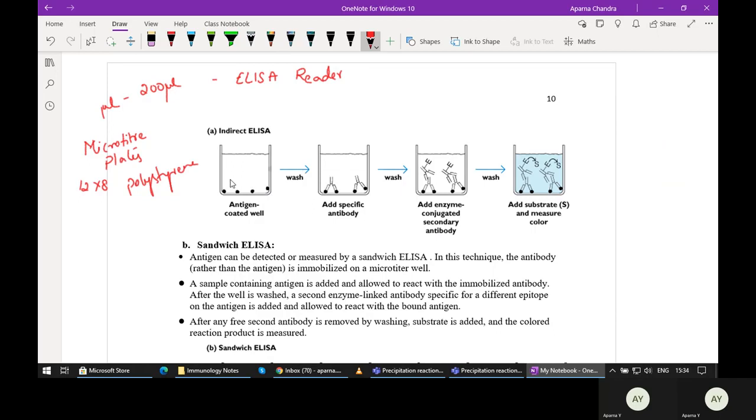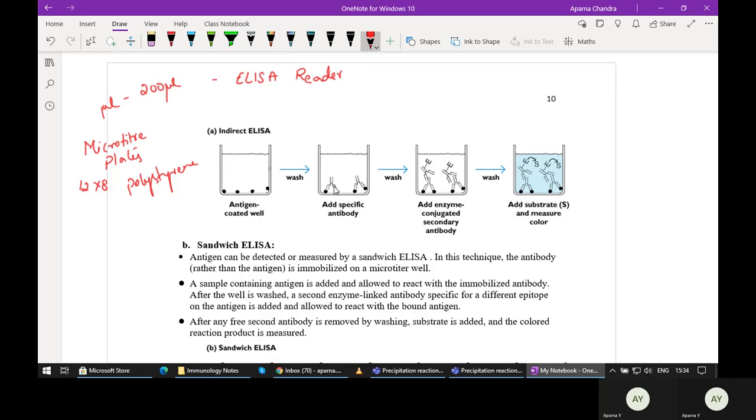How will you coat the antigen? You will not take it in powdered form. It will be in a buffered solution, because it is a protein and it gets denatured, so you maintain a buffered solution. You add that, and whatever antigen is there just gets coated onto the polystyrene micro titer plates. After incubation, you will wash off the excess buffer, so your well doesn't have anything except for the antigen now. Washing is a very important step in ELISA.